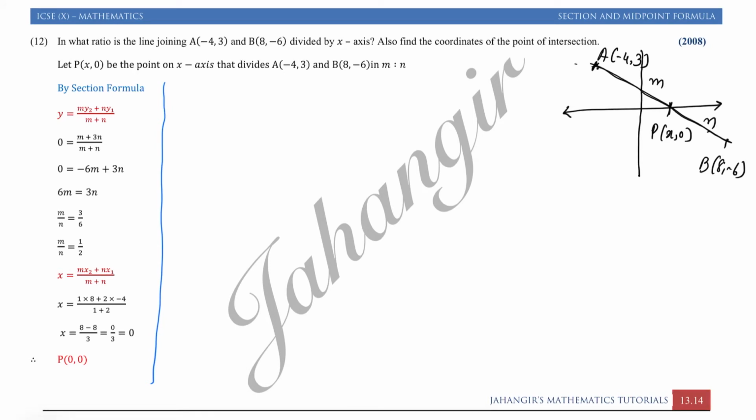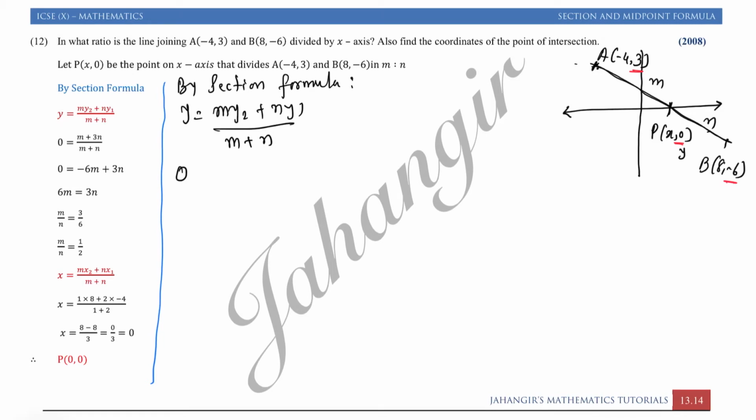So now we know all the y coordinates. See, for y we know 3, 0 and minus 6. So we will use the section formula. By the section formula, y is equal to (my2 plus ny1) upon (m plus n). So the y coordinate is 0.